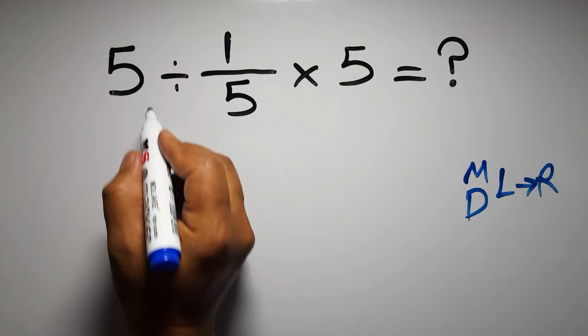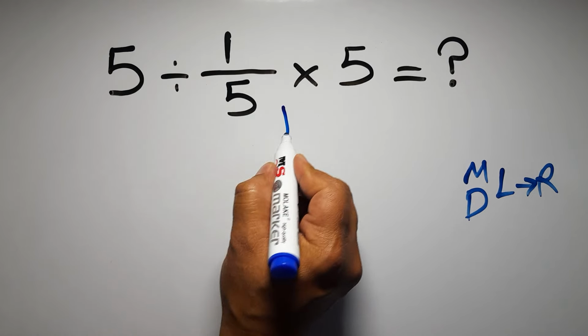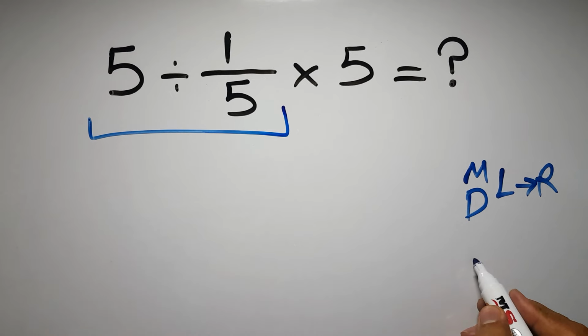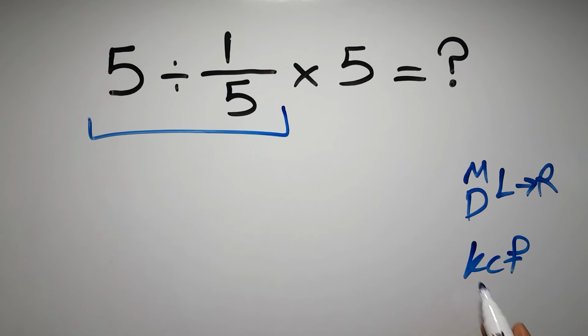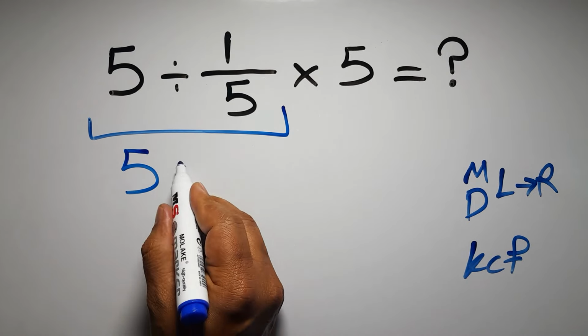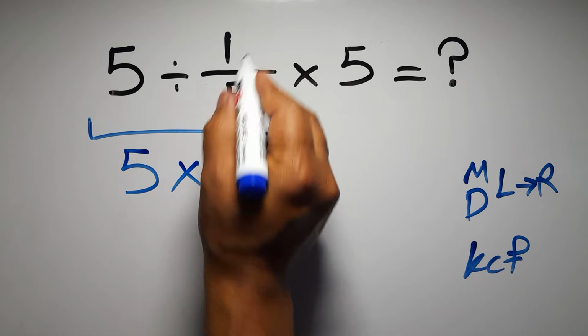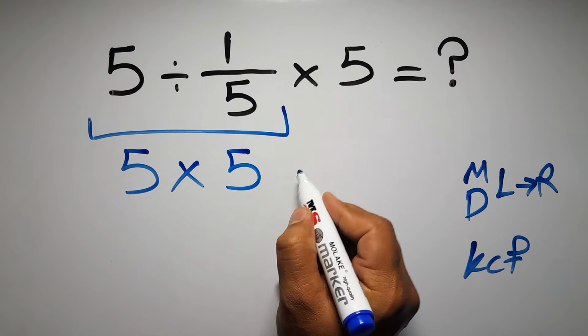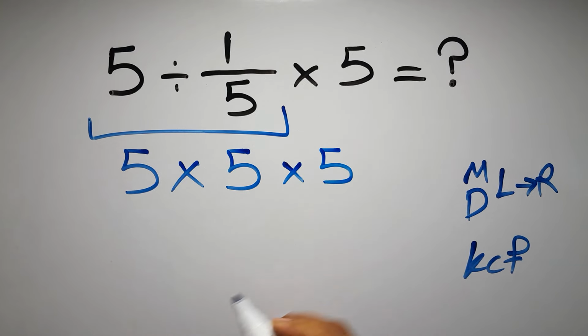So first this division, 5 divided by 1 over 5. According to the KCF rule, K stands for keep, C stands for change, and F stands for flip. We can write keep the first fraction, change division to multiplication, and flip the second fraction. And here we have times 5.